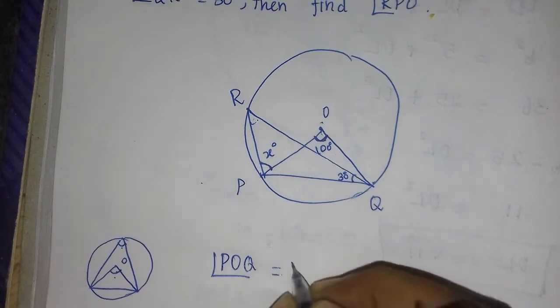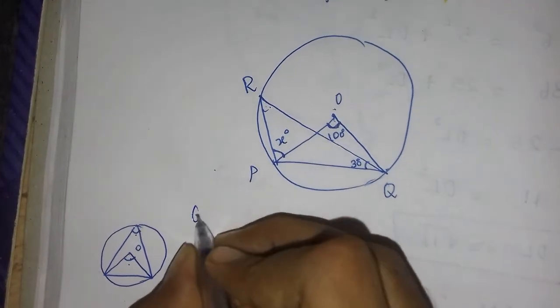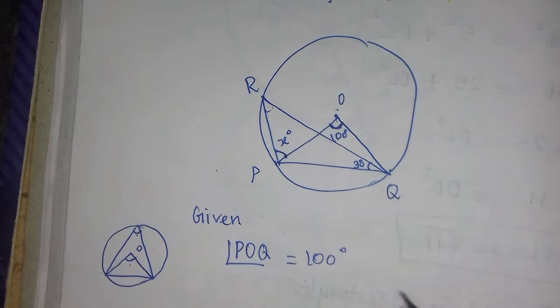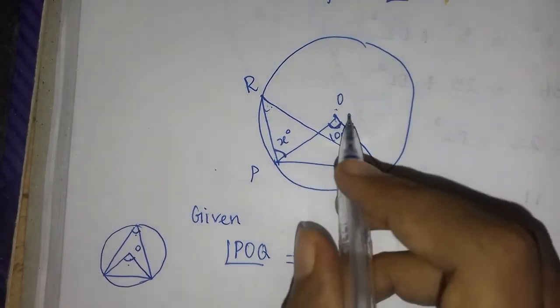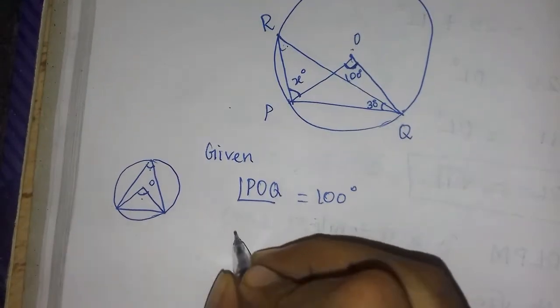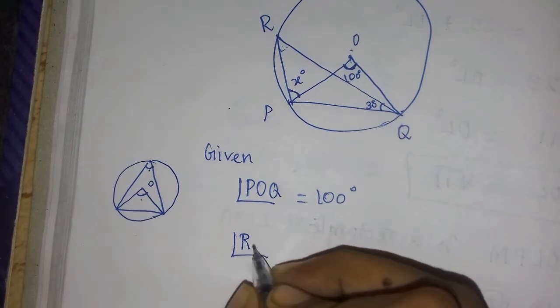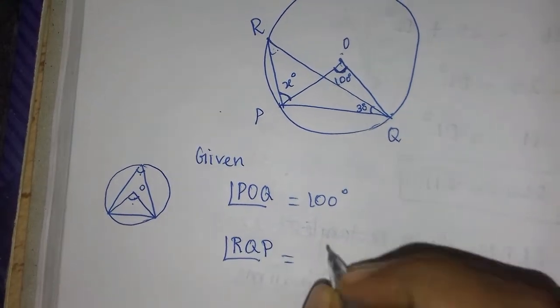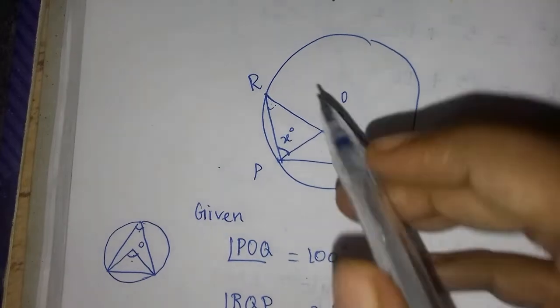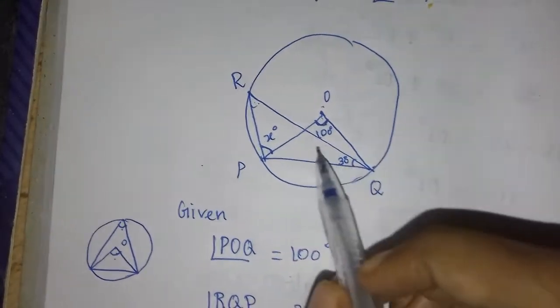POQ is equal to 100 degree. These are the things given. First write the given. Angle POQ is 100 degree. Then angle RQP is 30 degree. Now we are going to find this angle. How will you find that?